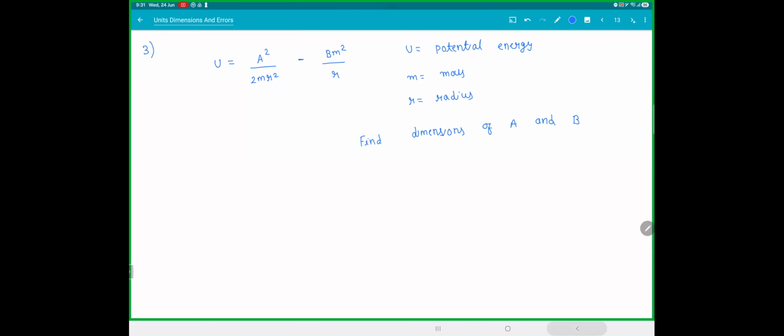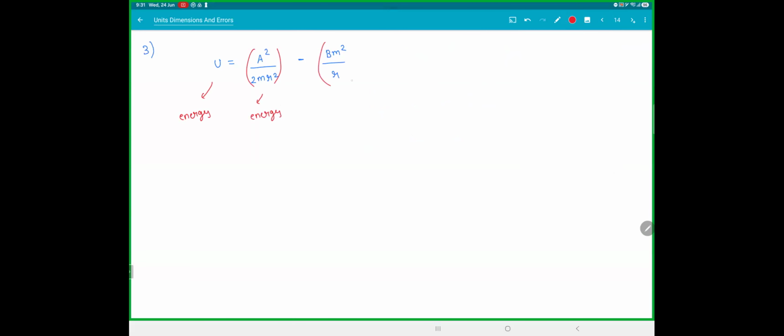So how do we do this? Look at this. From the principle of homogeneity, we know if the left side is energy, the right side also must be energy. So if U is an energy term, then this whole quantity must also be energy, because you can compare only energy terms. That means A square by 2mr square must be equal to some energy term. So I'll just call it equal to some energy. That means A is proportional to the root of energy times m r square.